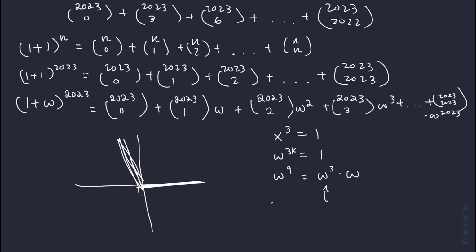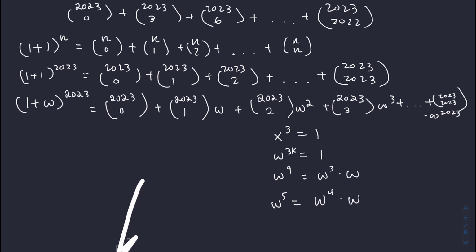Now what about something like omega to the fifth? Well, omega to the fifth is omega to the fourth times omega. And omega to the fourth is over here, as we just saw. So if we multiplied another omega, we would add the angles, and that would bring us over here, which is basically omega squared. So now we notice a pattern.